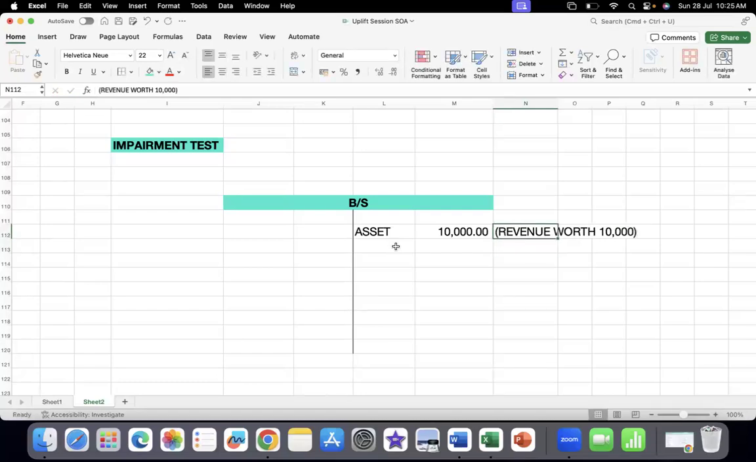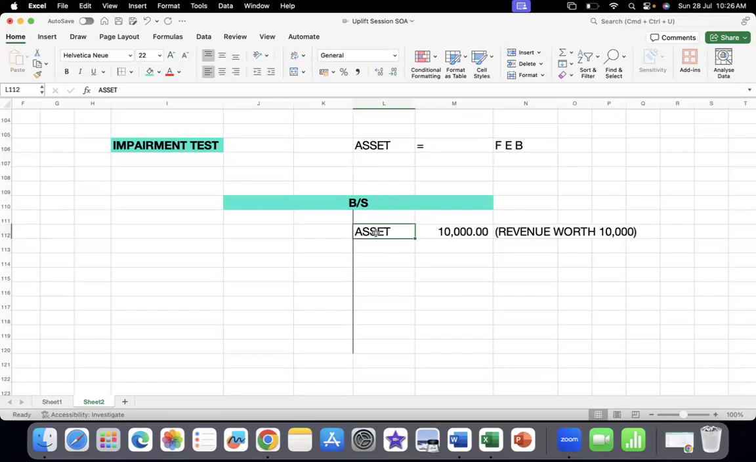That means what I am doing is a valuation of an asset based on the definition of asset. The definition of asset says, what is an asset? Asset means something which is going to give me future economic benefits. That's the definition of asset. So what is an asset? It is something which gives me future economic benefits.